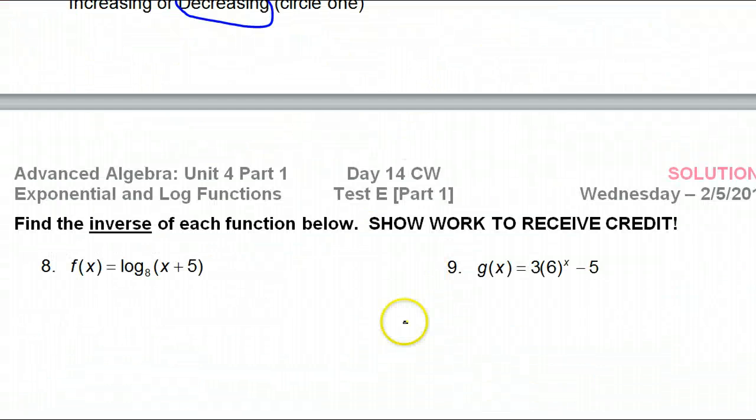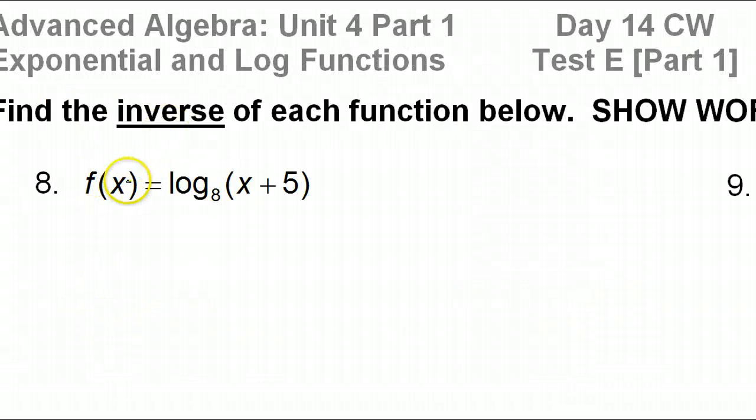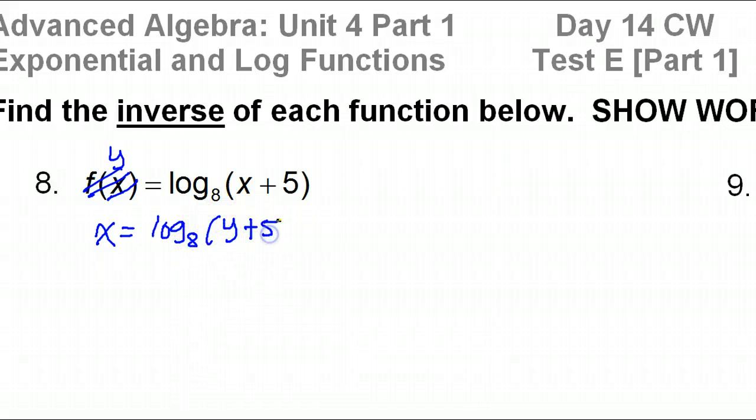All right, number 8, finding the inverse. To find the inverse, you have to switch x and y and then solve for y. So please understand that this is like having y equals log base 8 of x plus 5. So when I switch the x and the y, I'm going to have x equals log base 8 of y plus 5. So now I can rewrite this in exponent form.